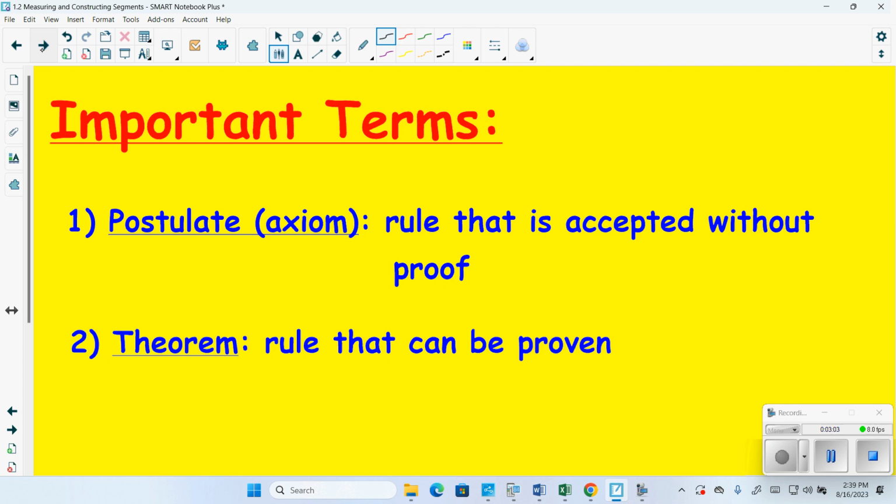Terms. A postulate is a rule. It's accepted. You don't question it. It's a postulate. It's a rule. It goes without saying. If you have a theorem, now that is a rule that you actually could prove. It's still a rule. You can still assume it to be true, but you can actually go about and prove a theorem.